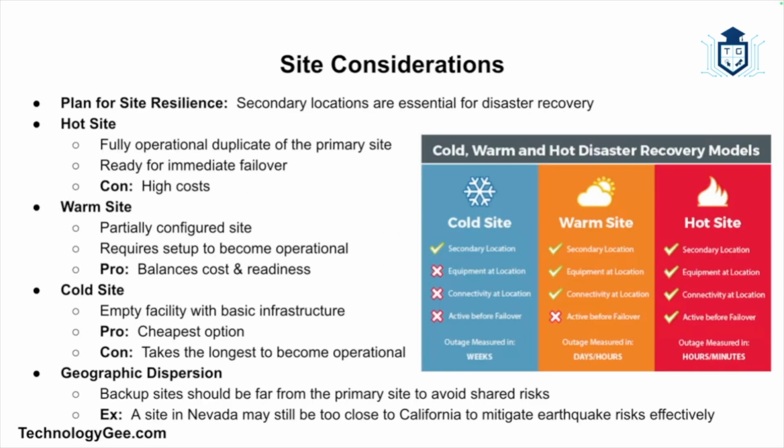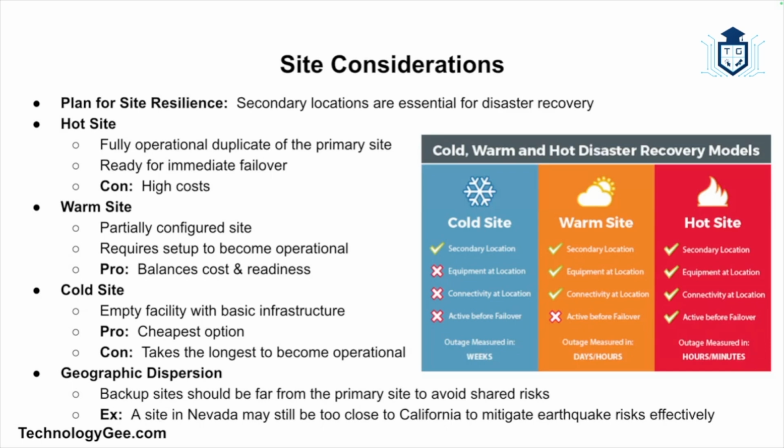All right, now let's consider what is called site resilience. Organizations must plan for disasters by having secondary locations. The first type of secondary location is called a hot site. This is a fully operational duplicate of your primary site, and it's ready to take over in real time. But the downside to a hot site is it comes with very high costs. Then you have what is called a warm site. This is a partially configured site that requires some setup to become operational, and it balances cost and readiness.